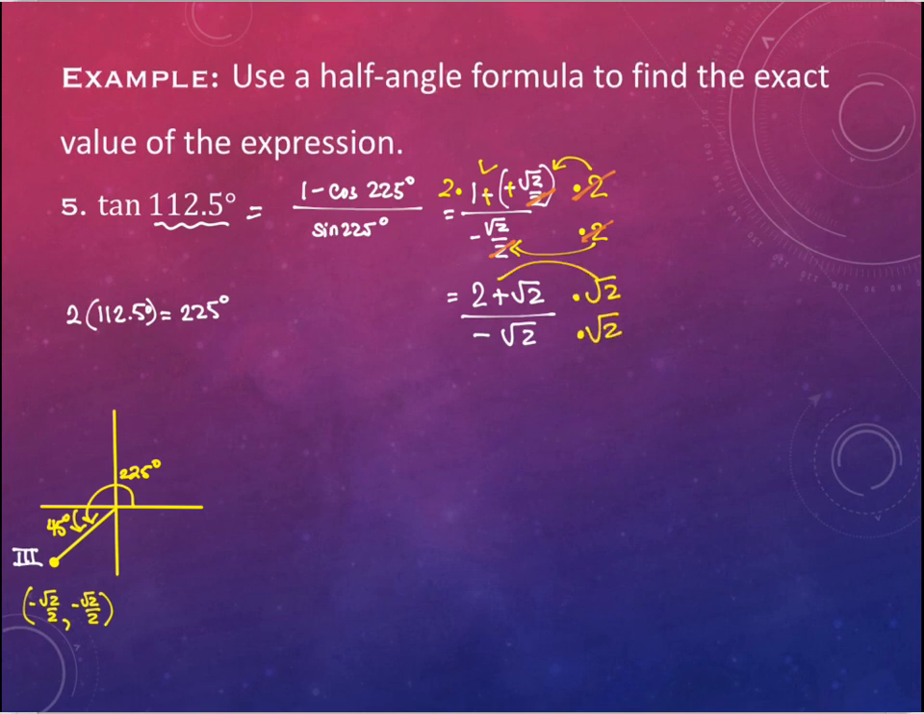Make sure when you do that on the top, you distribute it, because that's a common mistake to forget. So I'm going to have 2 square root of 2 on top, plus, what happens when I multiply square root of 2 times square root of 2? You get 2. They don't cancel, but it cancels out the square root part, right? So the square root of 2 times the square root of 2 is just 2. So on the bottom, what is the negative square root of 2 times square root of 2? It's negative 2.